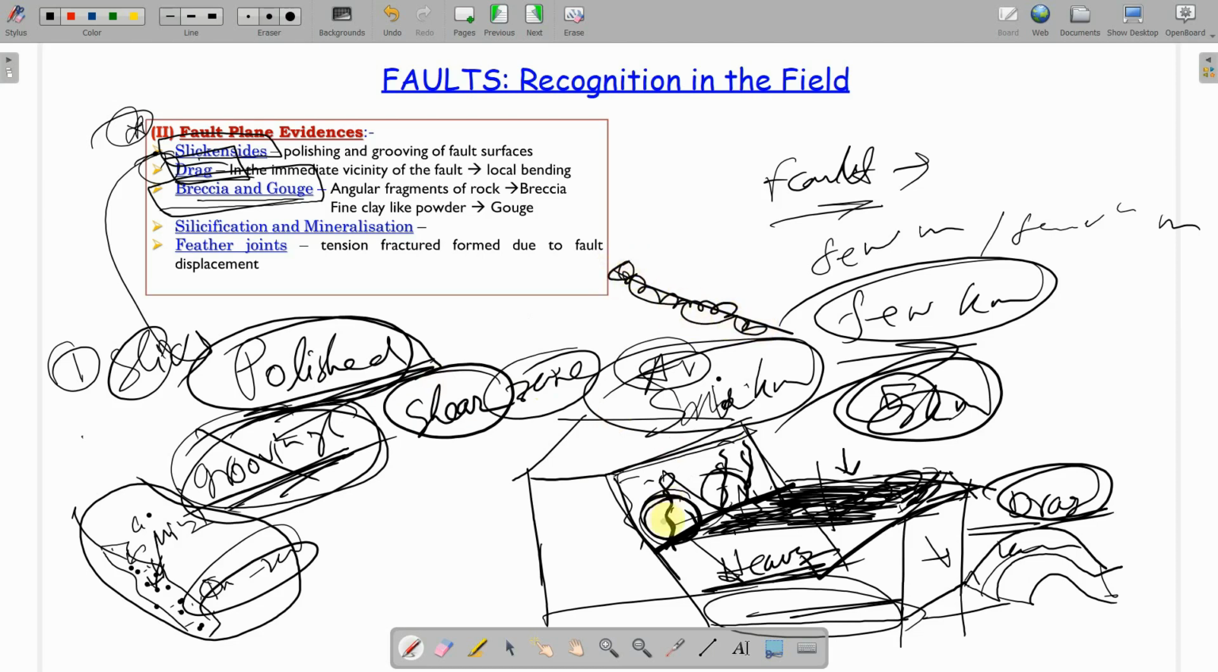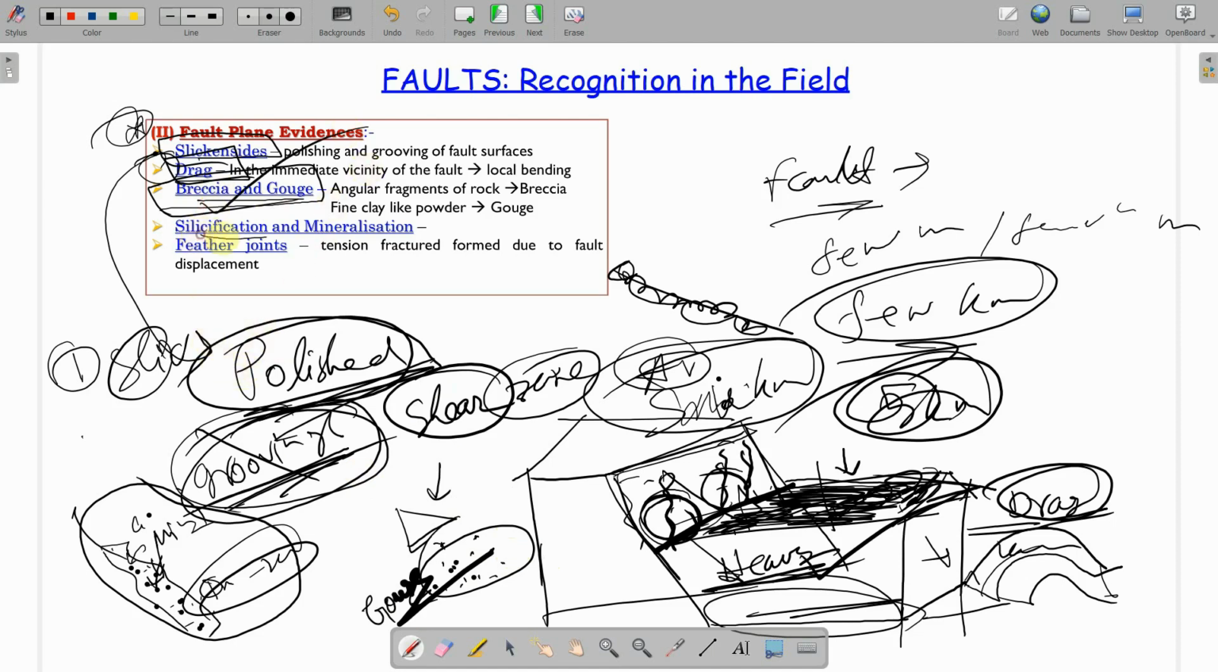So that thing happened here, and in most cases you will be seeing angular fragments or finer grain-like fragments. Two things might happen. The angular fragments are called breccia. The clay-like fragments are called gouge. So along some faults, the rocks are found highly fractured and crushed into angular fragments. Those fragments are called the breccia. So these are also an indication of a fault plane.